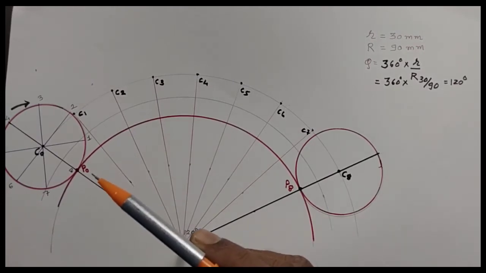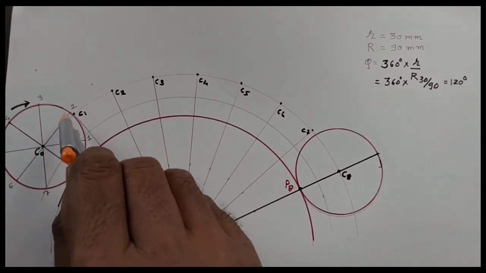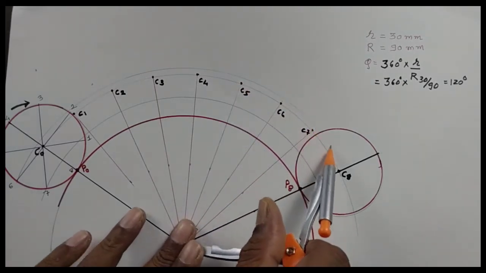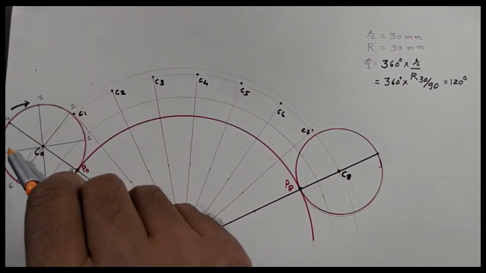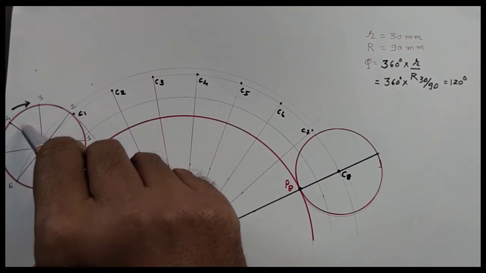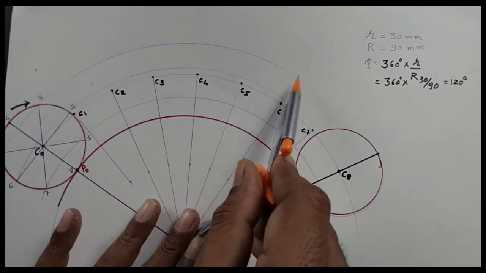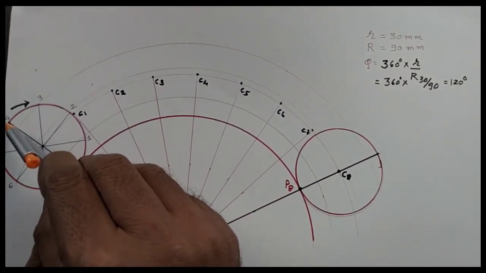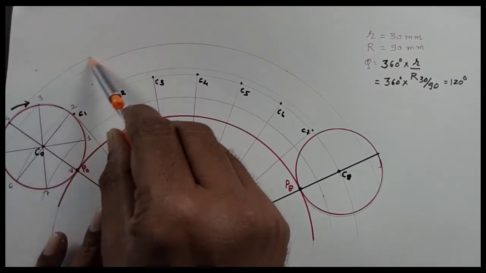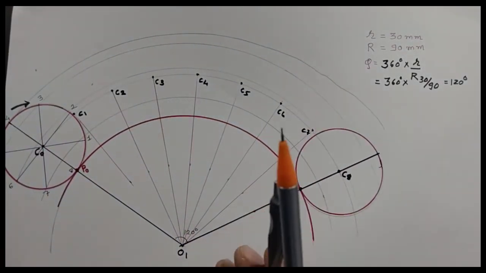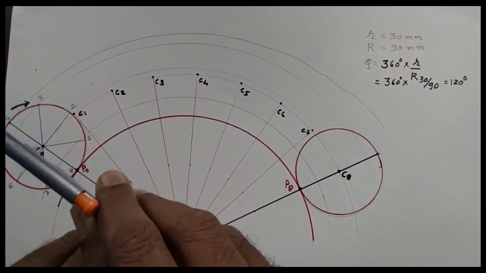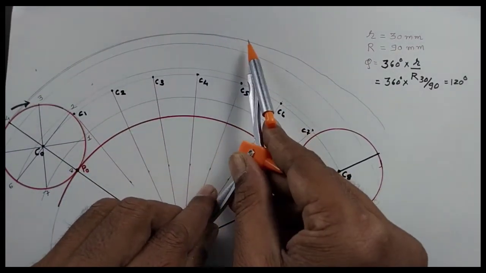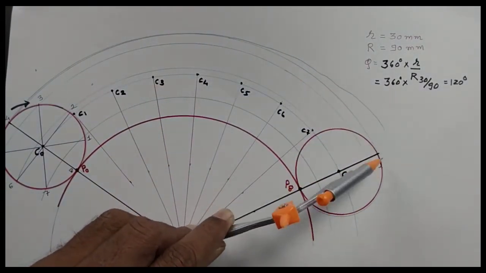Similarly you can draw the circle passing through 2 and 6. Similarly you can draw the circle passing through 5 and 3. And similarly you can draw the circle passing through the 4 point.